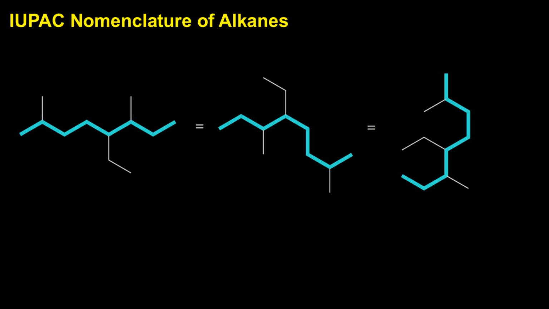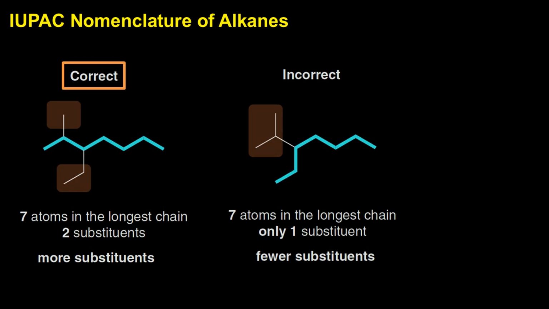Here's a helpful trick. Start from a branching point and try tracing different paths through the molecule. Always choose the one with the most carbon atoms. If a molecule has 2 chains of equal length, here's the rule. Pick the one with more branches.